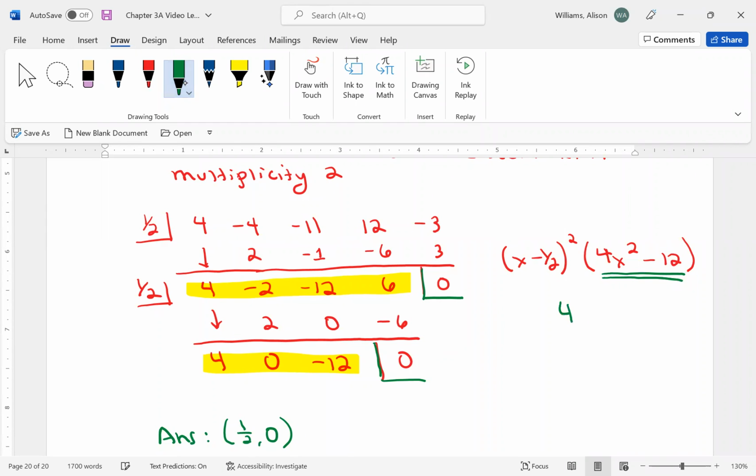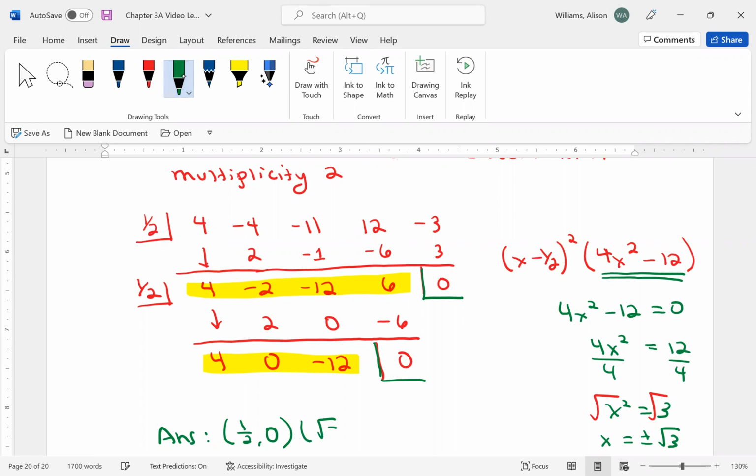So I'm going to go ahead and set that equal to 0 and solve. Since it doesn't have an x term, I'm just going to use the square root method. So divide by 4, x squared equals 3. Take the square root of both sides. So x equals plus or minus radical 3. And that is going to be the other 2 intercepts. So I have an intercept at radical 3, 0 and negative radical 3, 0. And those are the intercepts for this problem, with the first one occurring technically twice.